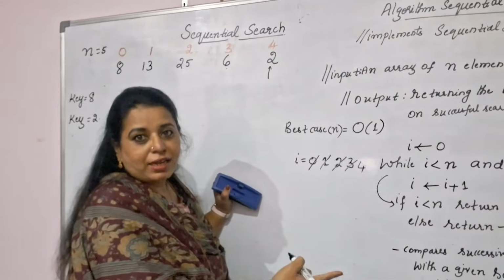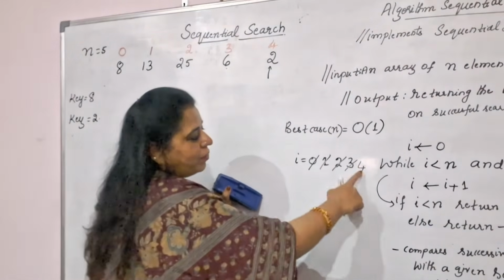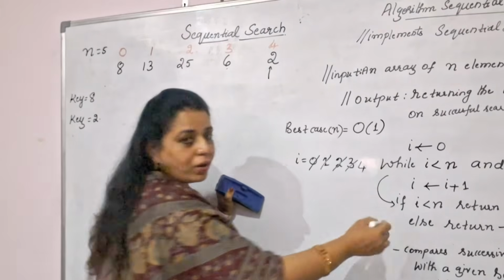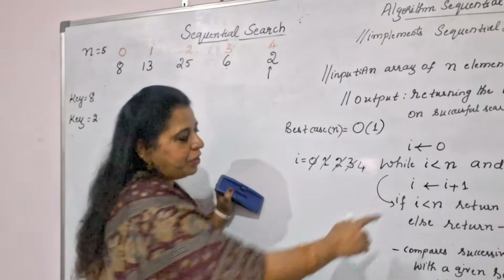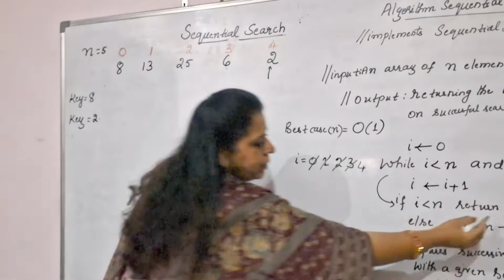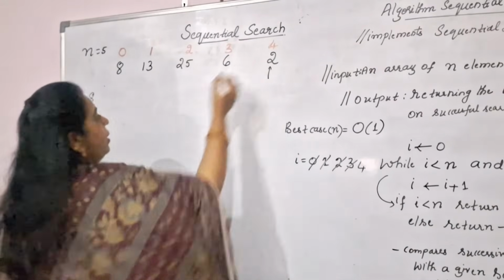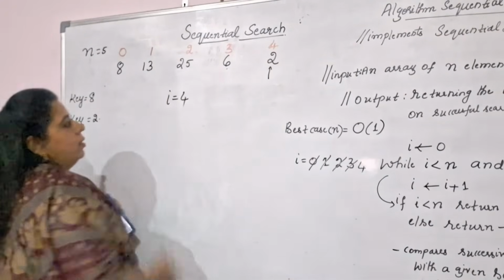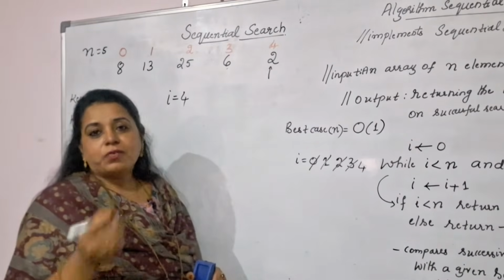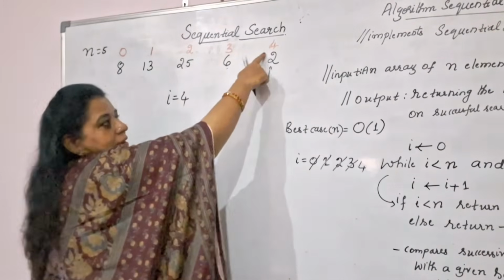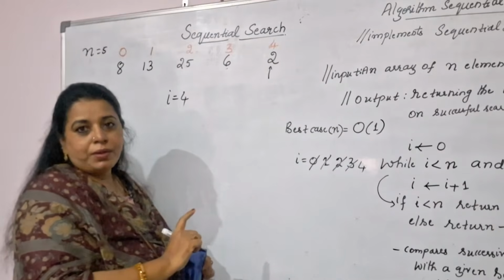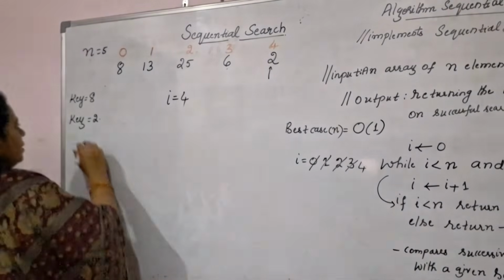Once again it is checking here, if I less than n, what is the current value? I is 4. 4 less than 5. Yes, it is true. If it is true, you return the value of I. That means you are going to return the value of I. I is here 4. So the element which you are searching is found at location 4. You can see here the location 4. Fine. This is what I have done for the second time.